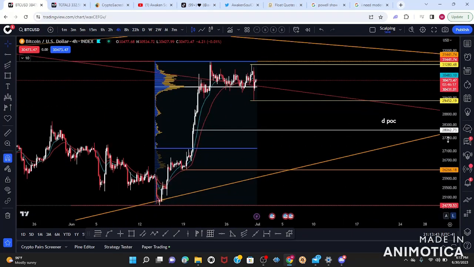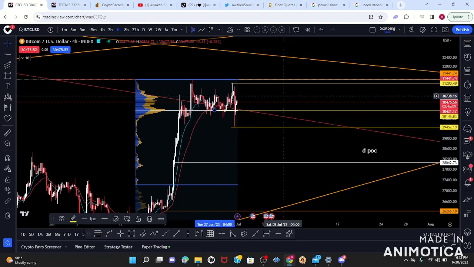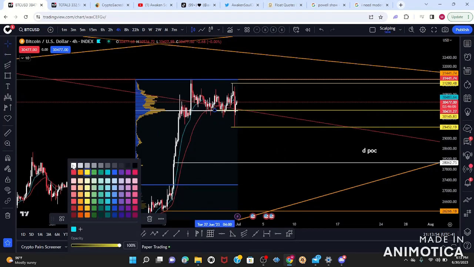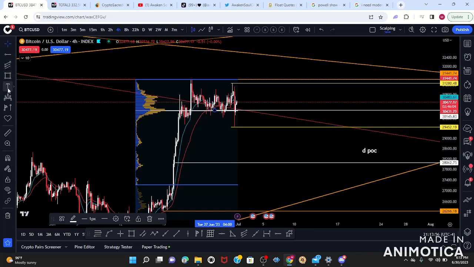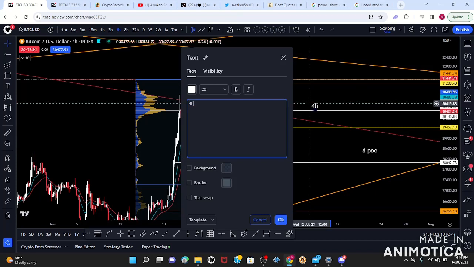So the 4-hour POC is going to act like a big support here. That's why I mark them. So if price action comes back under this 4-hour POC, it's just going to give me a confluence to take that short that I'm looking for. 4-hour POC.